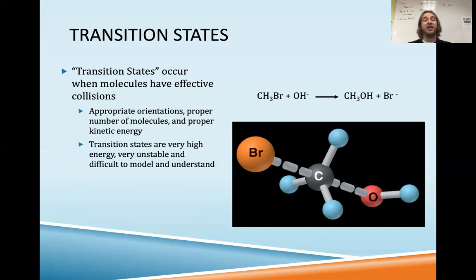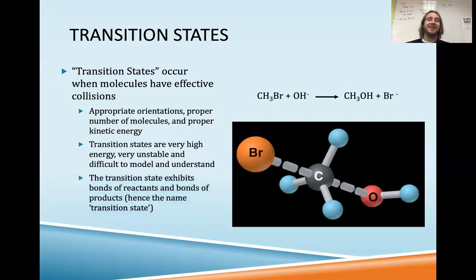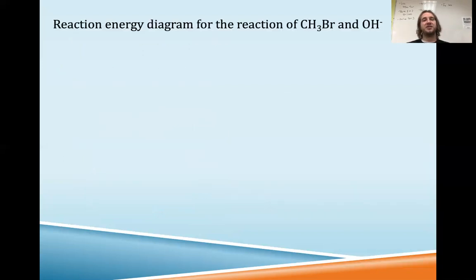Transition states are very high energy and very unstable and exist for fractions of a second. And so they're really hard to model and understand. So we do our best to come up with an understanding of what this would have to look like in order for this to occur. But it is really kind of weird to think about, okay, now we've got a carbon with 5 bonds. And in our transition state, we see properties of both bonds for our reactants and our products. And this is why we call it the transition state. This is where it's actually changing from one to the other.